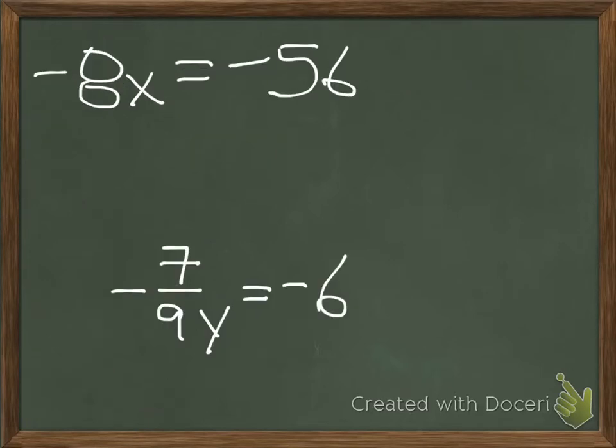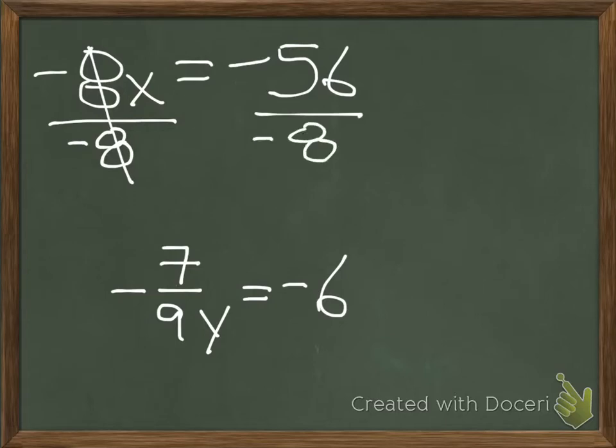Next, we're going to solve for x. We want to look at the operation here, so negative 8 times x, and we want to cancel out the negative 8 by making it 1, and we do that to both sides. So x would be negative 56 divided by negative 8. Since there's 2 negatives, the answer should be positive 7.